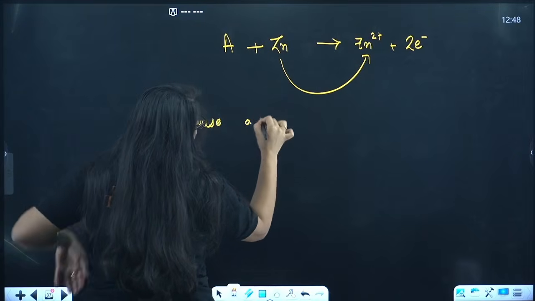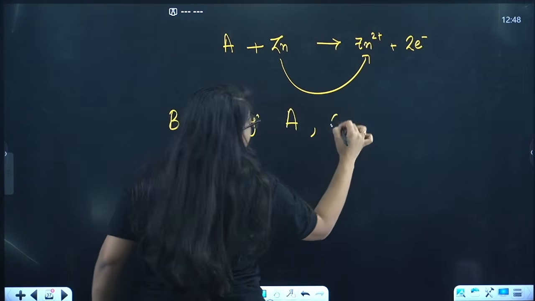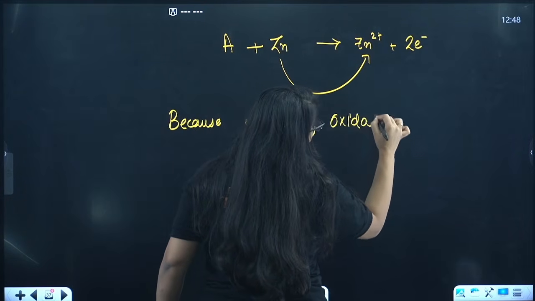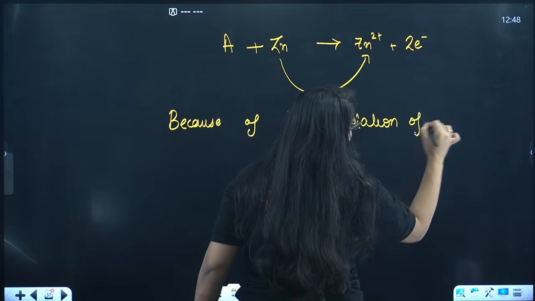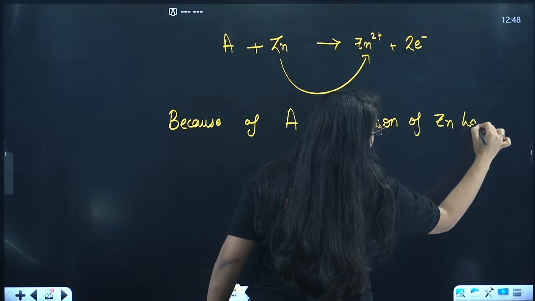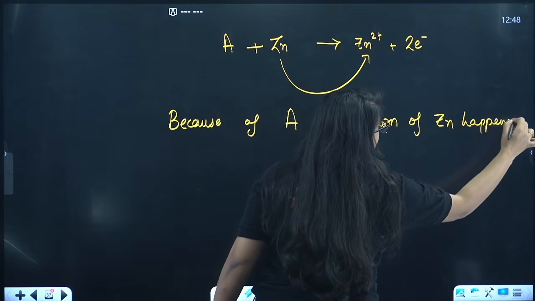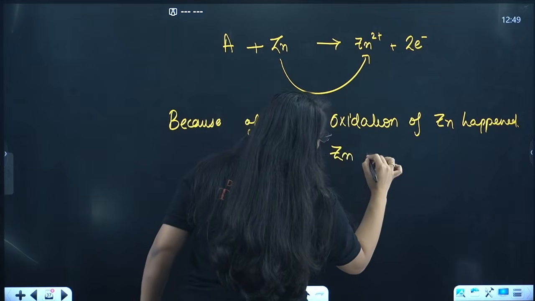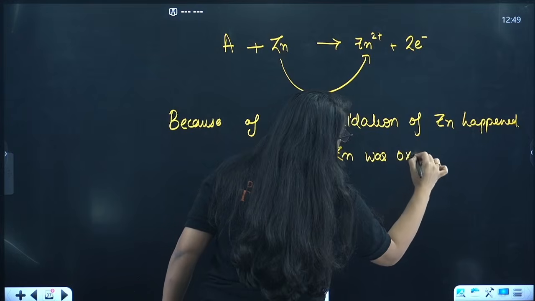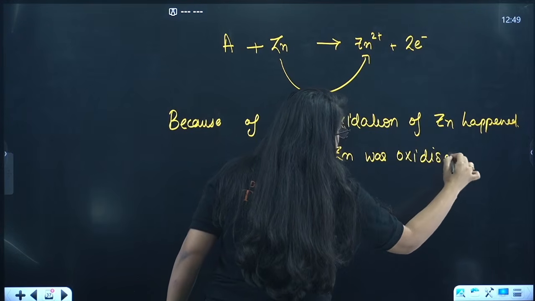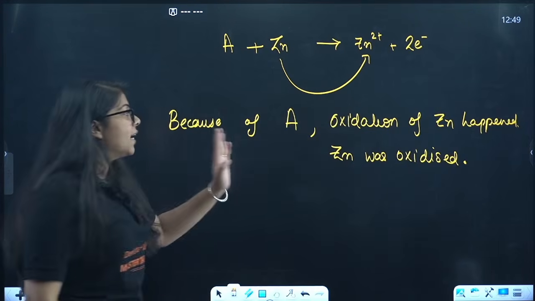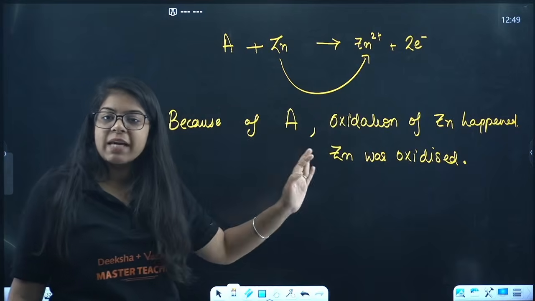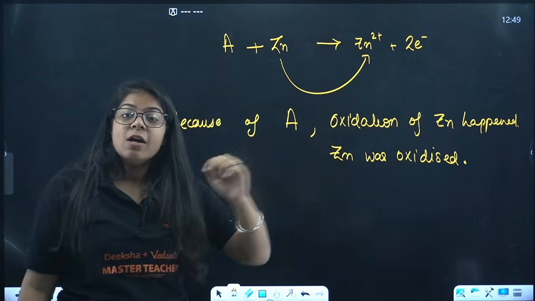Because of A, oxidation of zinc happens, right? Oxidation of zinc happened, or because of A, zinc was oxidized. Both have the same meaning. Because of A, oxidation of zinc happens. Because of A, zinc was oxidized. Okay, so A is what?